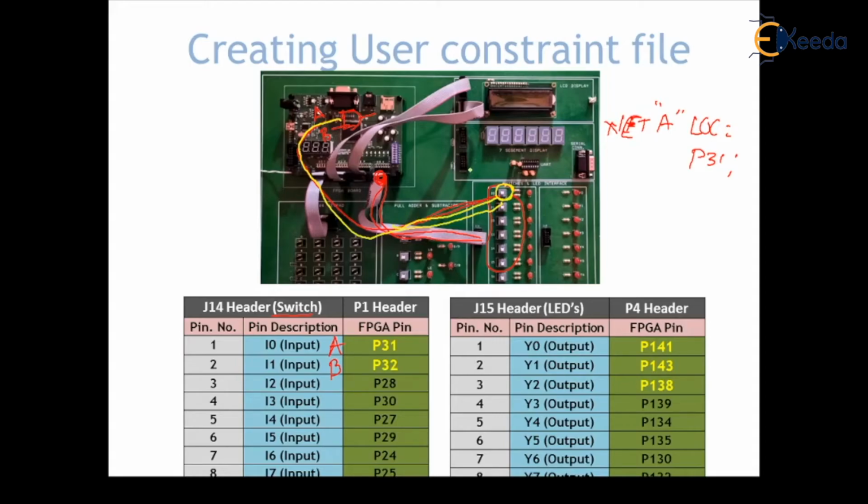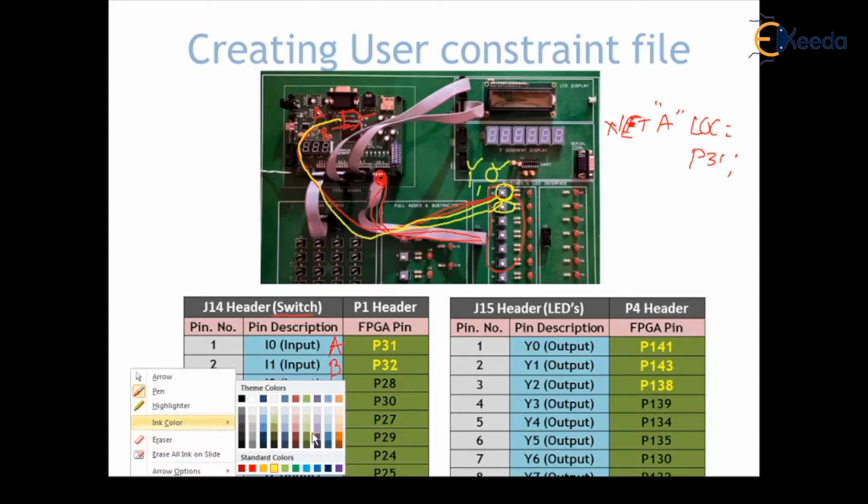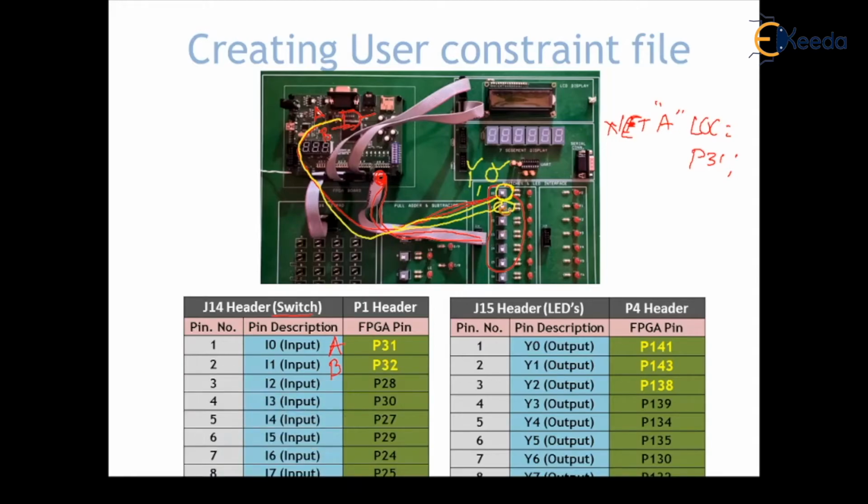If you press this switch, it will create logic 0 or logic 1. Now if I want to connect the second switch to control the second input, B, then we can write a constraint like NET B, location equal to P32. Got it? This internal signal will come to this header P1, because P1 is directly connected through wire to our switch. So indirectly B is connected to switch 2. Try to understand, this is very important while implementing any design on this development platform.